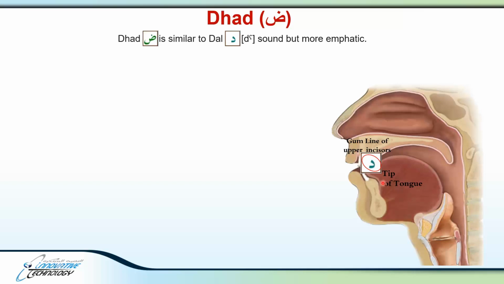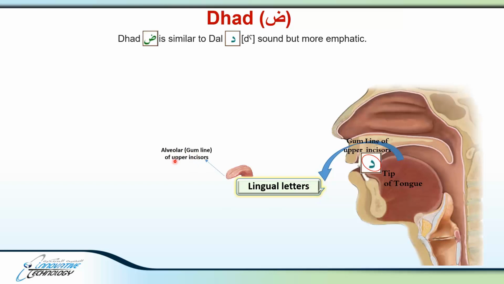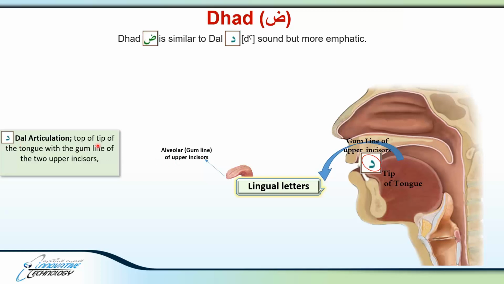Dal is a letter that articulates between the gum line of the upper incisors, these are the incisor teeth, and the top of the tip of the tongue. That's why we classify it as a lingual letter among the subgroup of the lingual letters named alveolar letters, since it articulates with the alveolar gum line of the upper incisor teeth. So the Dal articulates from the top of the tip of the tongue with the gum line of the upper two incisors.